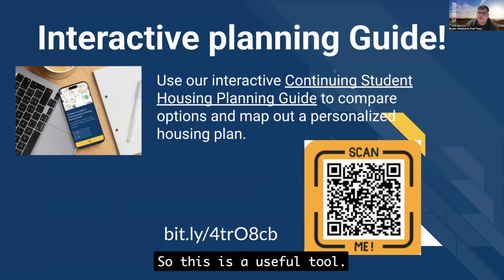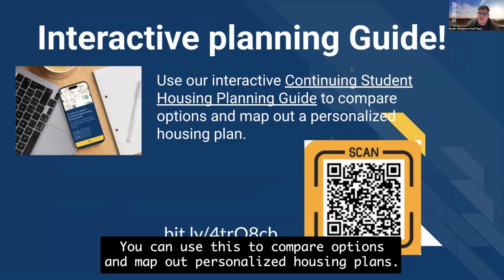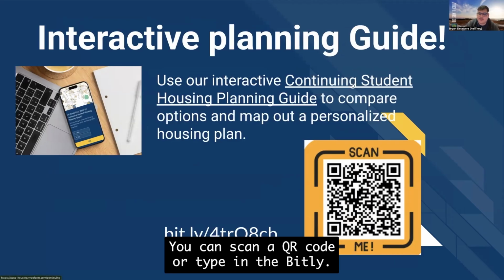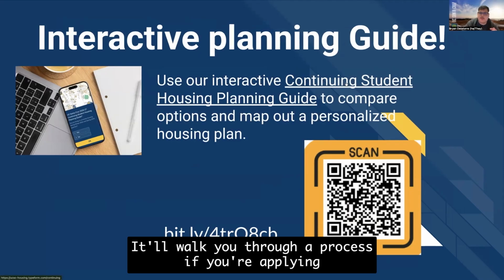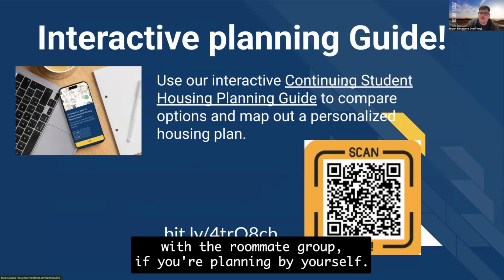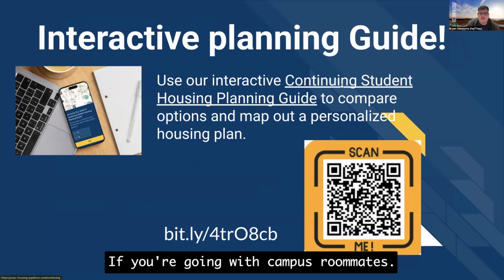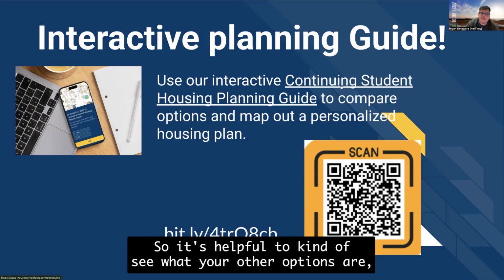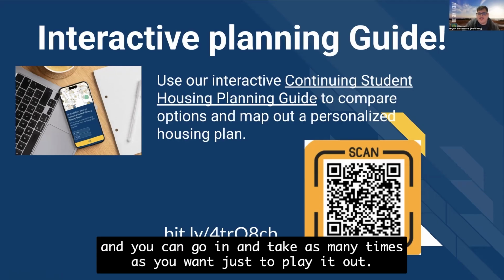So this is a useful tool. It's the interactive planning guide. You can use this to compare options and map out personalized housing plans. You can scan the QR code or type in the bit.ly. It will walk you through a process if you're applying with a roommate group, if you're applying by yourself, if you're going with campus roommates. So it's helpful to kind of see what your other options are. And you can go in and take it as many times as you want just to play it out.